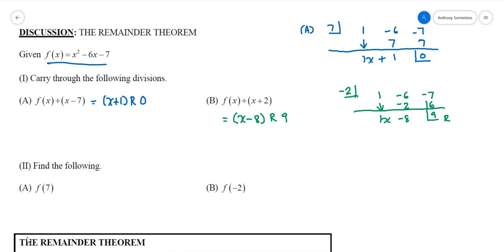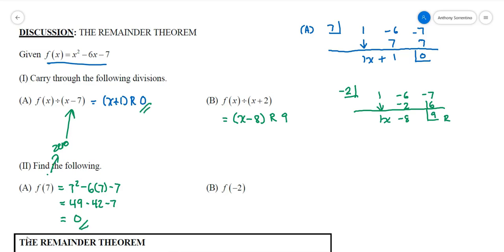But let's see what happens now. What if I just did f of 7? Notice that 7 is the 0 that becomes this factor. If I do f of 7, I'm going to have 7 squared minus 6 times 7 minus 7, which is 49, minus 42, minus 7, which equals 0.